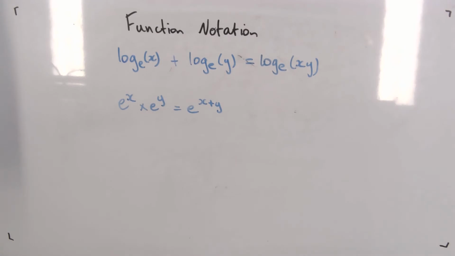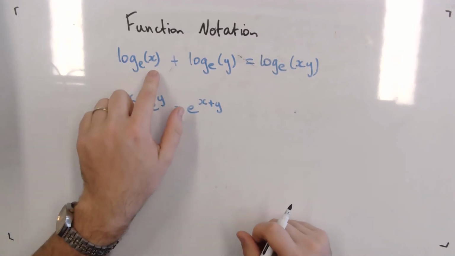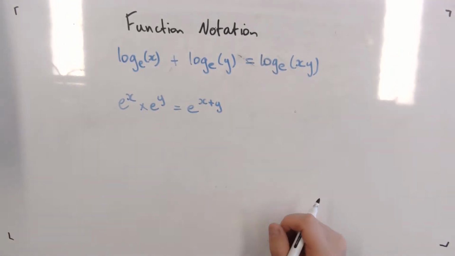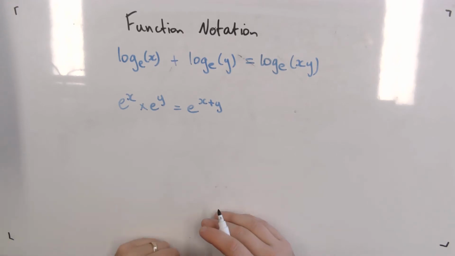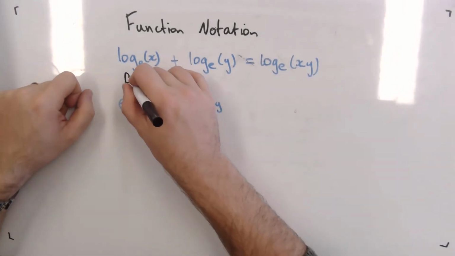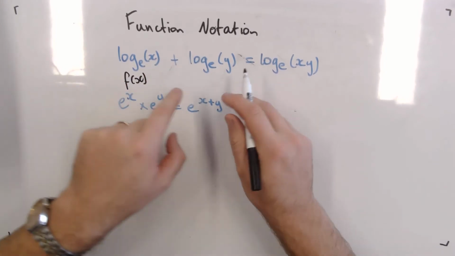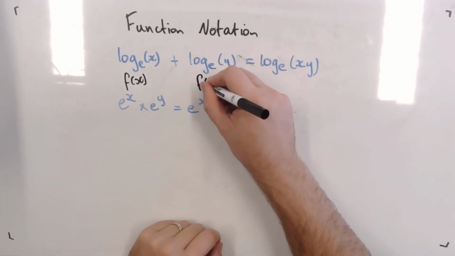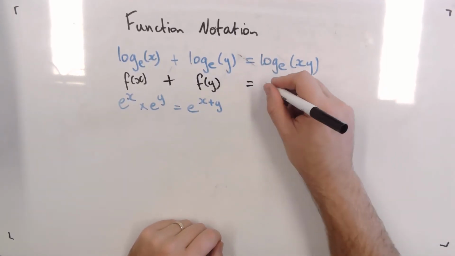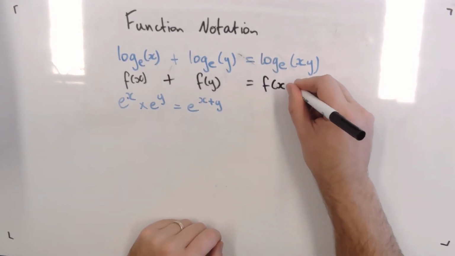So in our previous work we've seen different functions that have different identities. For example, we've got log to the base e of x plus log to the base e of y equals log to the base e of xy. And we can actually write this in function notation, because we can call this function here f of x. Okay, and we could call this function here f of y. And we could say that this last function is f of xy.